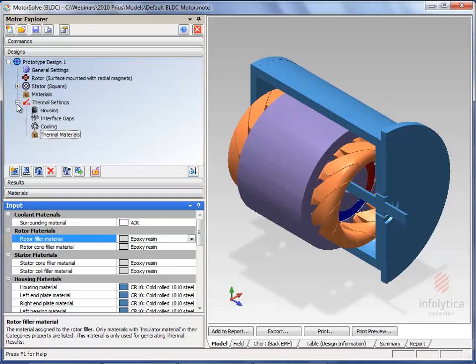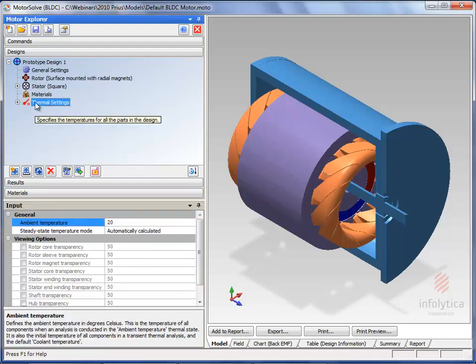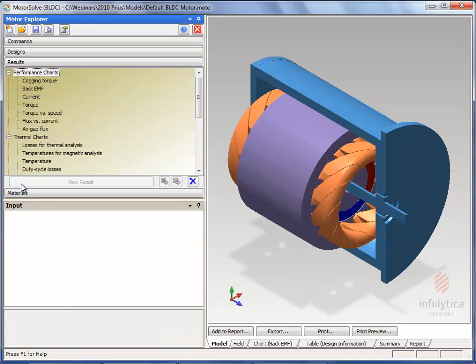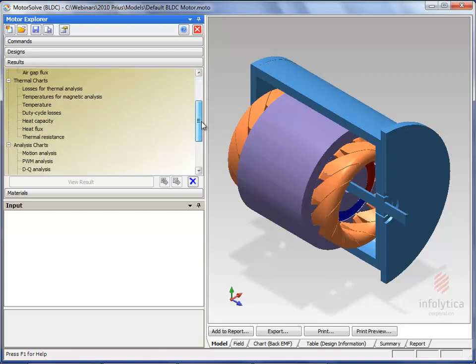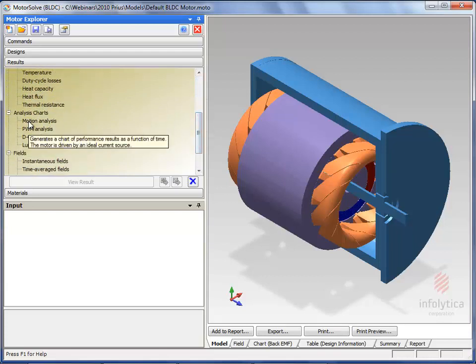Now that's the setup of the overall machine. Now, the product wouldn't be complete without some actual experiments. So you can see here that we have a set of predefined experiments that you can run. They range from cogging torque to back EMF. Additionally, you can do a full motion analysis.